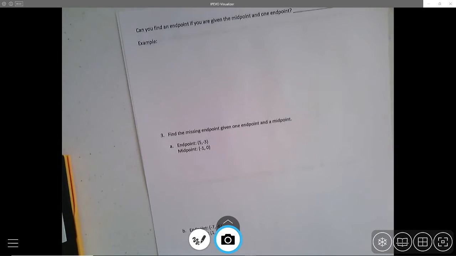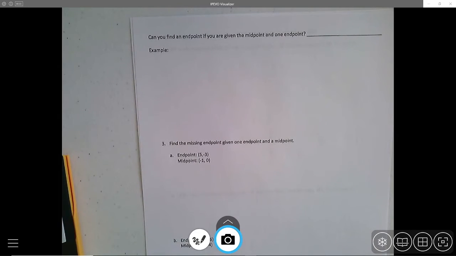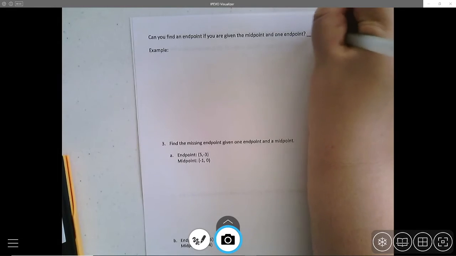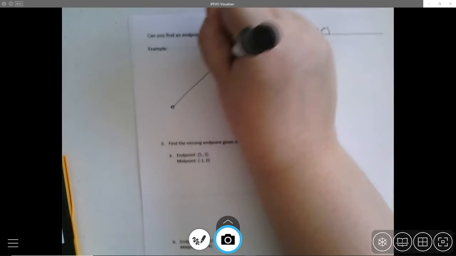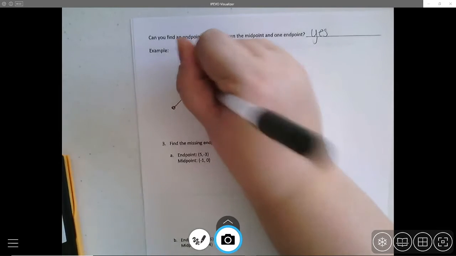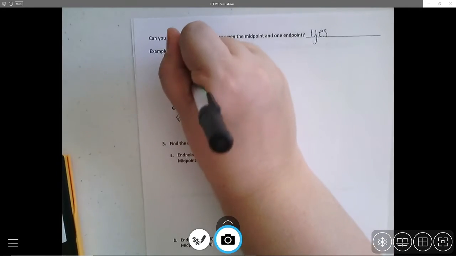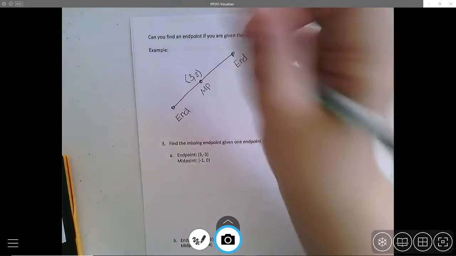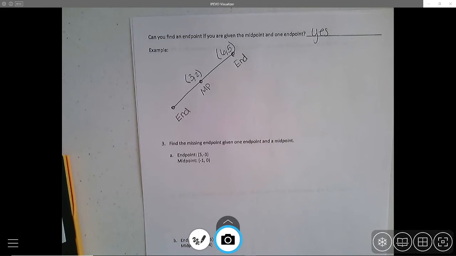Okay, looking here at some more midpoint stuff. So they want to know, can you find an endpoint if you're given the midpoint and one endpoint? And the answer is yes. So what this looks like is, we have a full segment on a graph, and we also have that this is the midpoint. These are endpoints on either side. Maybe for instance, I know that my midpoint is 3, 2, and I know that this endpoint is 6, 5. They want to know, can we find the other endpoint? And the answer is yes.